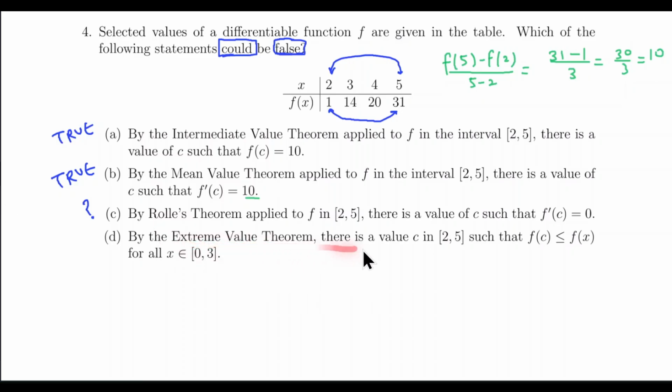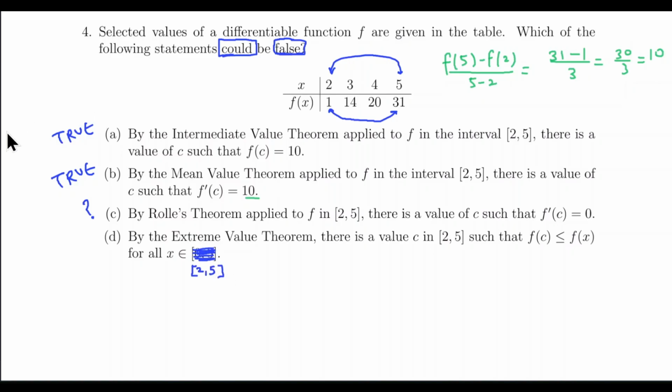By extreme value theorem, there is a value of c in 2 to 5 such that f(c) is less than or equal to f(x) for all values between 0 to 3. Sorry guys, there is a slight correction here. This should be 2 to 5, not 0 to 3. So please make sure you make that correction.